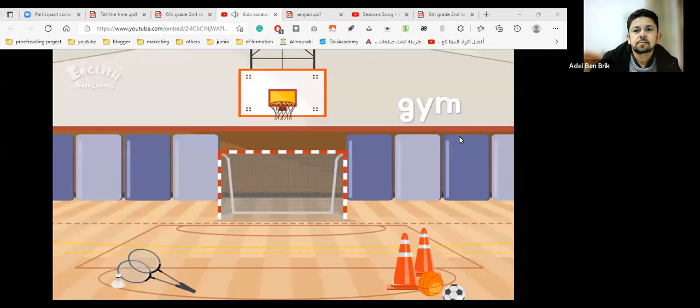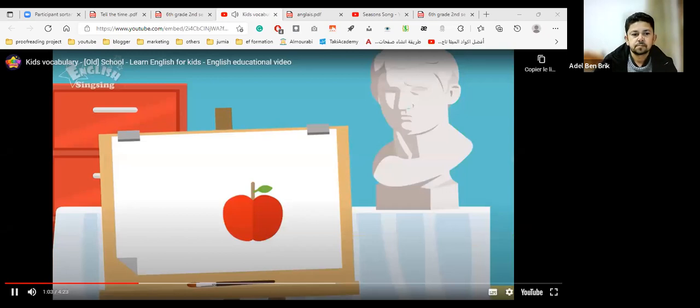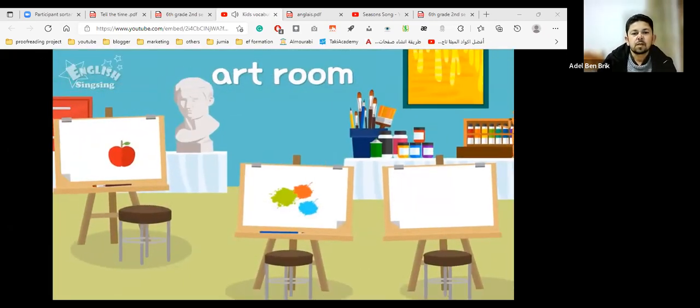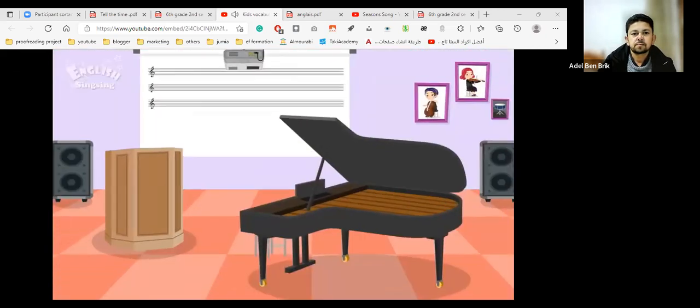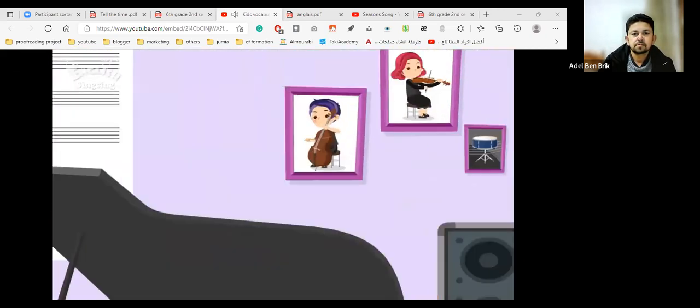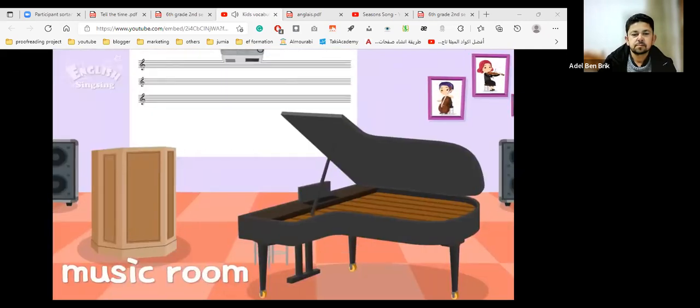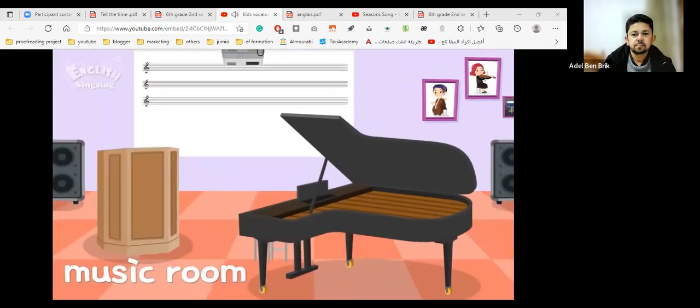We have art class in the art room. Art room. We have music class in the music room. Music room.